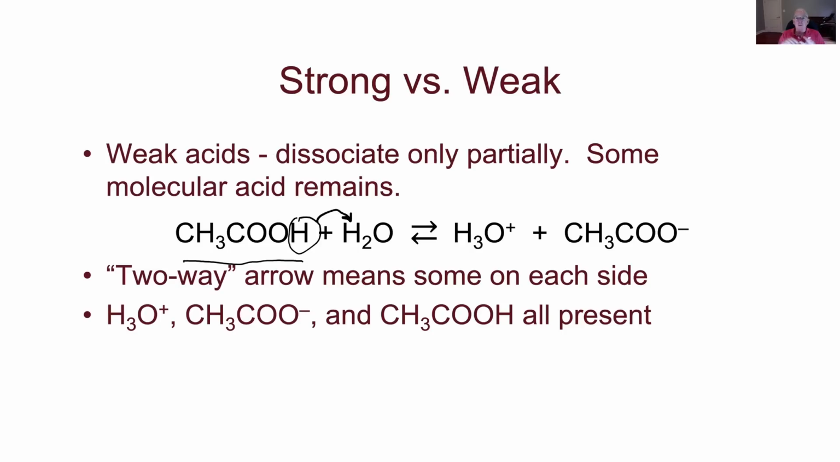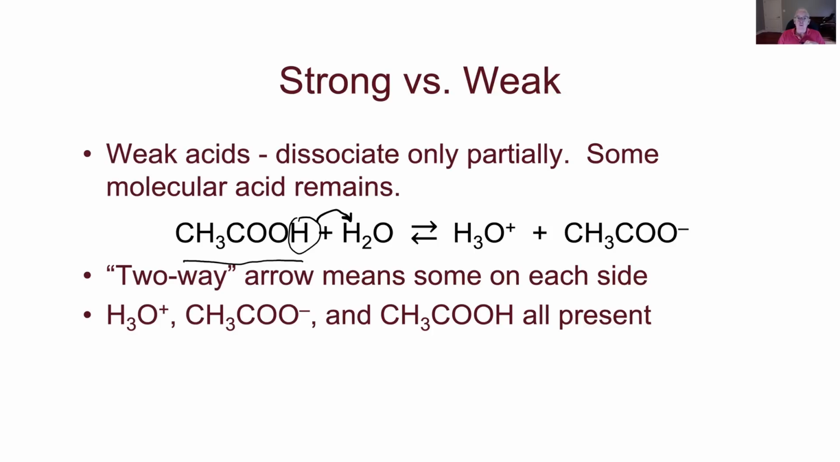At the very end of the semester, the last week or so, we will learn how to calculate how much of the acetic acid would dissociate. But for now, we're just going to say that a little bit of it would dissociate, a lot of it would stay behind on the left-hand side, okay? And that's what it means to be a weak acid, the dissociation is not complete, it's only partial.